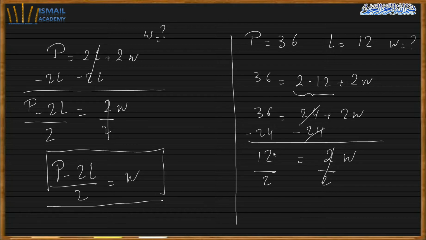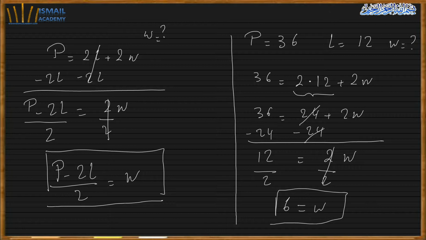Here we simplify because 12 over 2 is 6, so W would be 6. That's the difference between a literal equation and a regular equation. For a regular equation, we always have a value as an answer, as you see here, it is 6. But for a literal equation, almost all the time, we have an expression as an answer. But never combine or subtract different terms. It's going to stay like that.